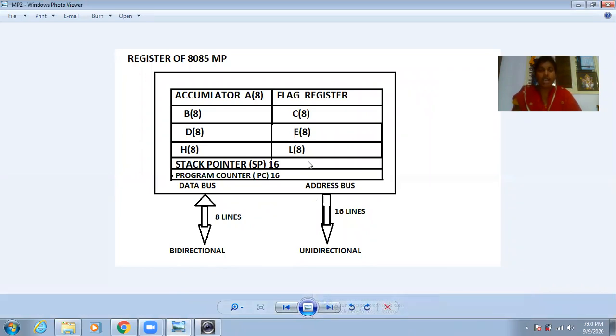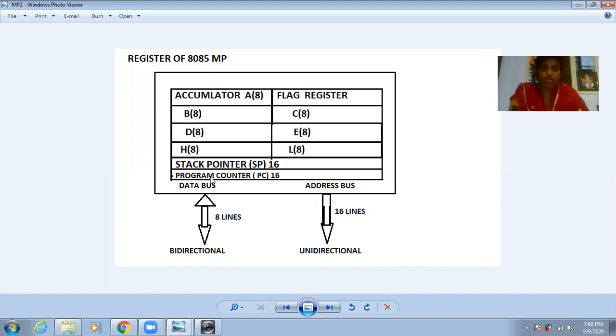So this is the block diagram of the register of the 8085 microprocessor. Here you can see that inside one rectangular box there are some components. So this is nothing but our register components: accumulator, flag register, BC, DE, HL pairs, stack pointer and program counter. They are the components which belong to the register of the 8085 microprocessor.